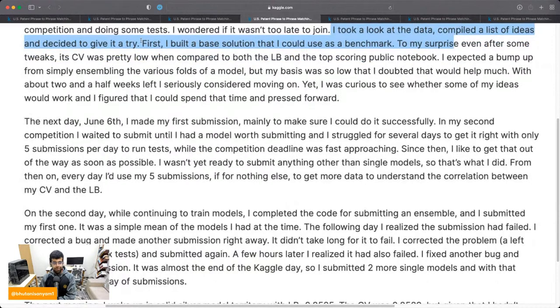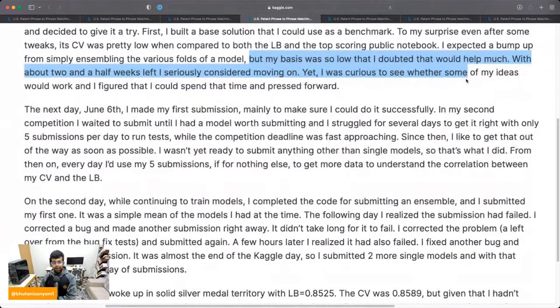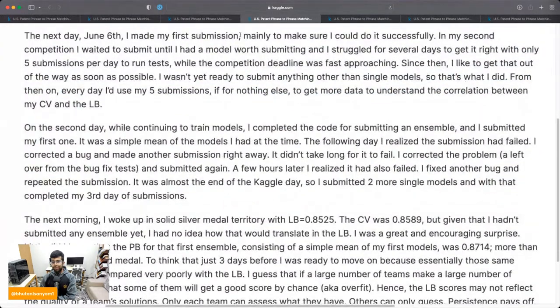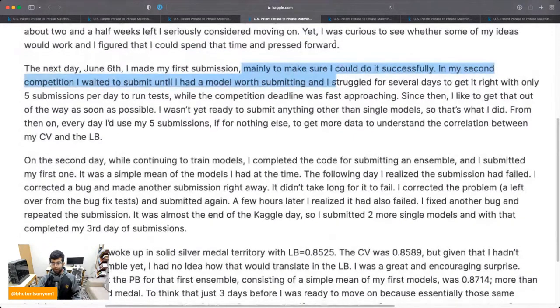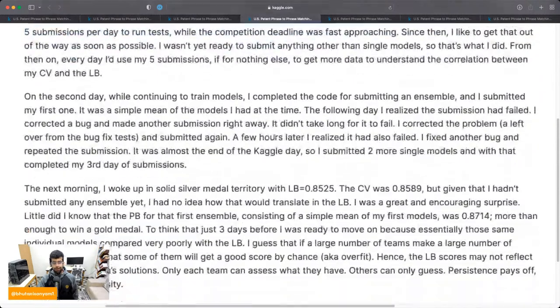Still, the CV was pretty low for them. And then they compared it against the models. There was supposed to be a bump, but the score was still low. And there were about 3 weeks remaining when they seriously considered moving on from this competition. And around this time, they made their first submission. They say usually they would wait for having a solid model before submitting. But the learning for them has been: no, submit as soon as you can.